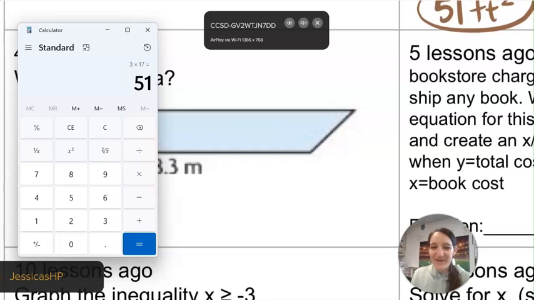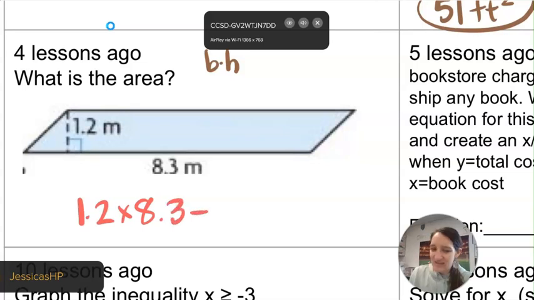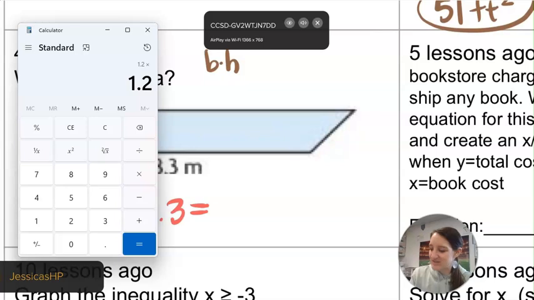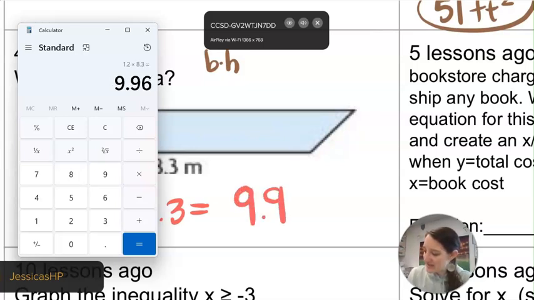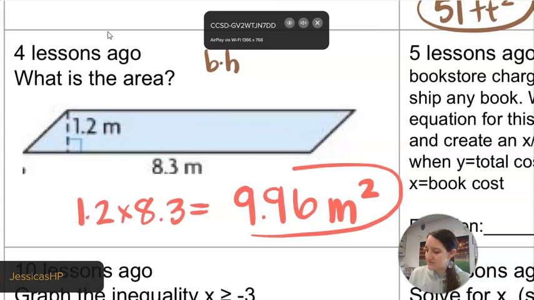And before that, parallelograms. Parallelograms are easy. It's just base times height. 1.2 times 8.3 equals, and don't you love that I have started to let you use calculators? This makes your life so much easier. 9.96. Did I put that in right? Yeah. And that will give me meters squared.